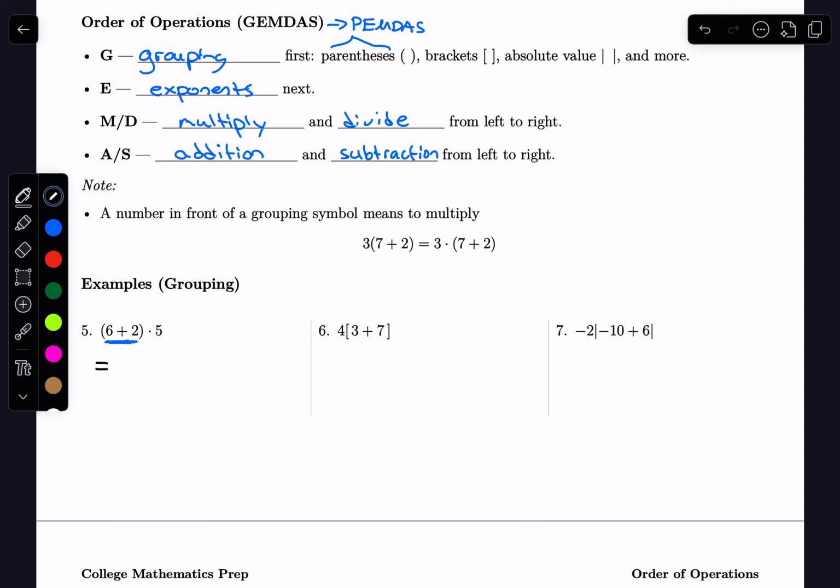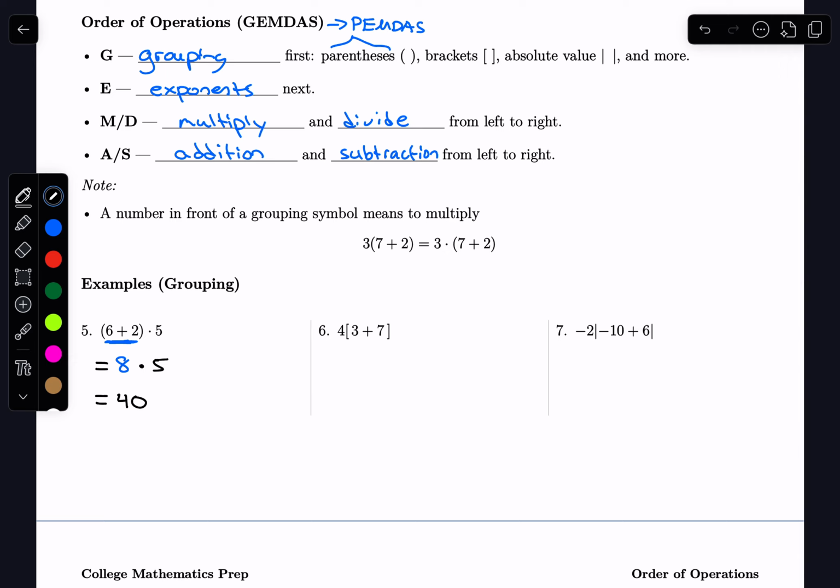So we're going to simplify 6 plus 2 to be 8. And the rest of the problem, let me write that 8 in blue actually. So we're going to get 6 plus 2 is 8. And then we're going to do the times 5 afterward. So I do the grouping symbols first. And then I look back at my list of letters up there. And I go, okay, there's no more grouping symbols. There's no exponents. The next thing that shows up is to multiply, which we have. So now we'll multiply 8 times 5 to get 40.